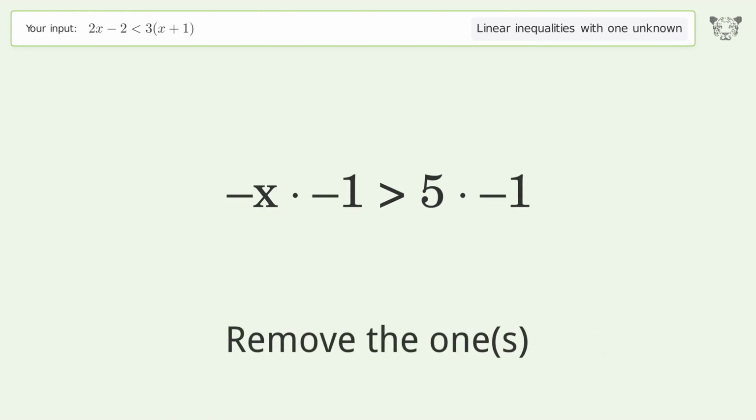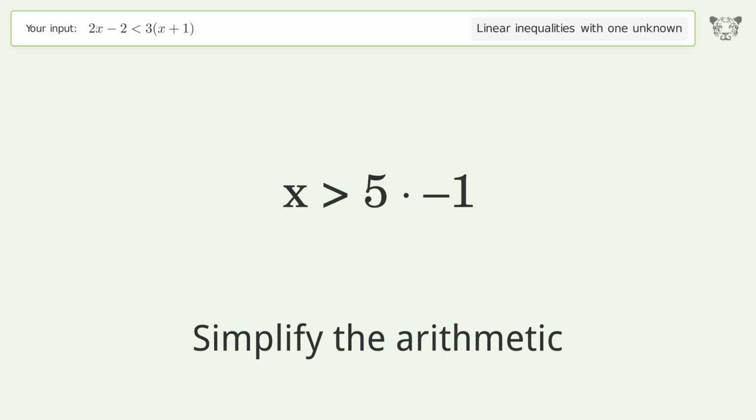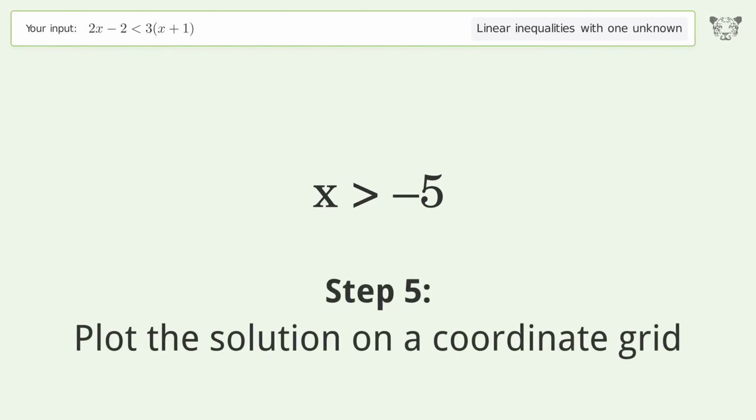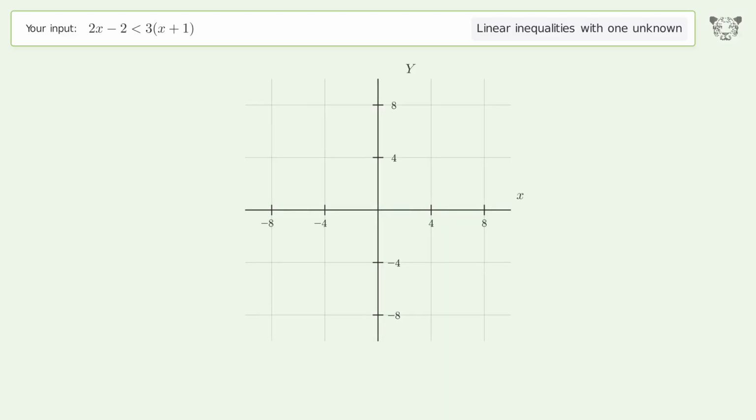Remove the ones. Simplify the arithmetic. Plot the solution on a coordinate grid. And so the final result is x greater than -5.